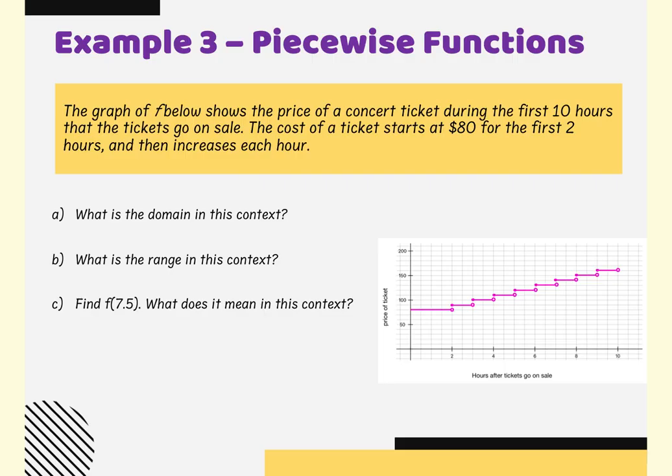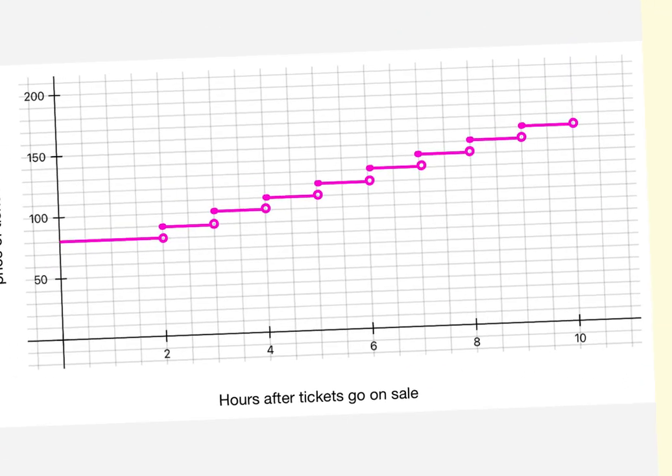All right, now we go piecewise. So we've talked about piecewise functions. You evaluated piecewise functions, but now we've got some real world context. This says the graph of F below shows the price of a concert ticket during the first 10 hours that the tickets go on sale. The cost of a ticket starts at $80. This is obviously a cheap concert these days. Cost of the ticket starts at $80 for the first 2 hours and then increases each hour. So it is not exponential, because there's a set price for the hour. That's the thought process here. And that creates a piecewise function.